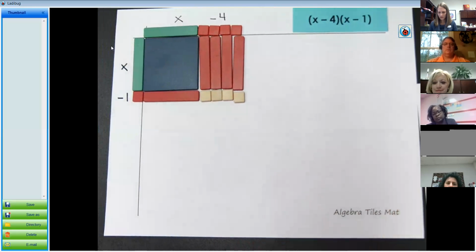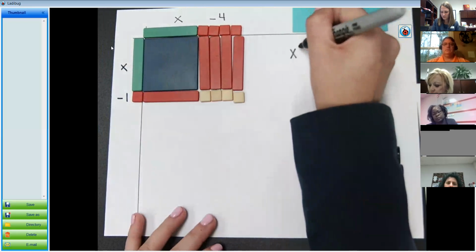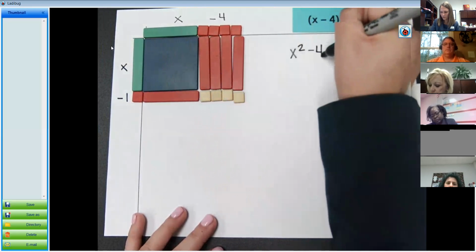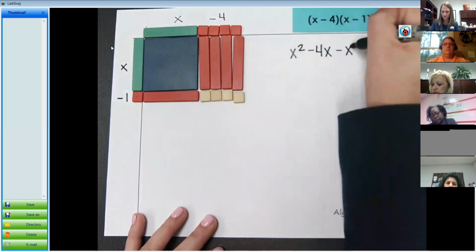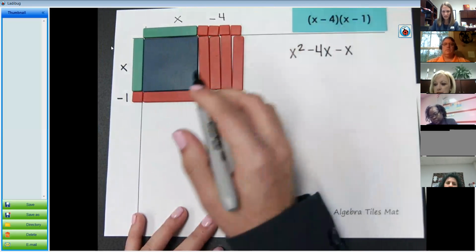Okay. All right. So what's left? We have an x squared. We have minus 4x. So 4 negative terms there. Another negative x, but there's 1. Again, this helps them see that relationship. The missing 1 here is right here.